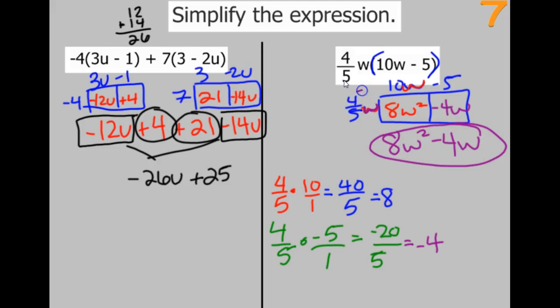Now some of you might be thinking, can't I just multiply 4 times 10 and get 40 and divide by 5? Yes, you can. That's exactly what we did here. Multiply the top and divide by what's on the bottom, because on the bottom over here is really just a 1.